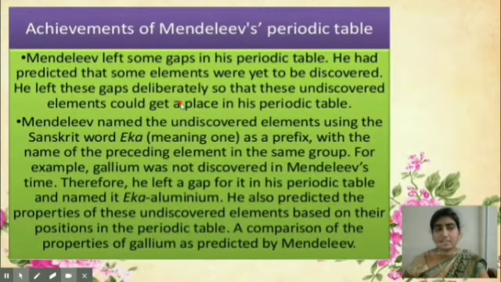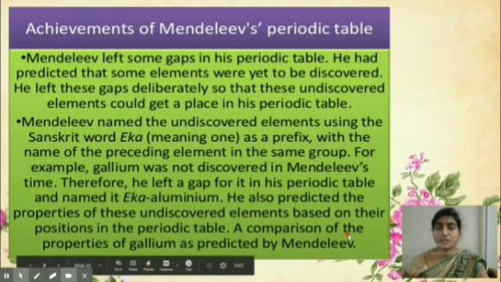Mendeleev named the undiscovered elements using the Sanskrit word eka, meaning one, as a prefix with the name of the preceding element in the same group. For example, gallium was not discovered in Mendeleev's time. Therefore, he left a gap for it in his periodic table and named it eka aluminium. He also predicted the properties of these undiscovered elements based on their position in the periodic table.